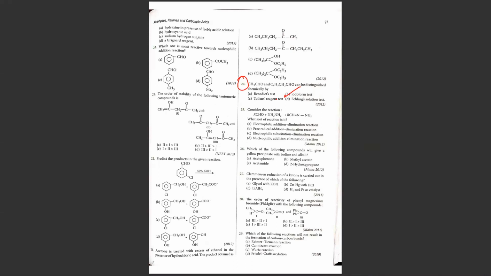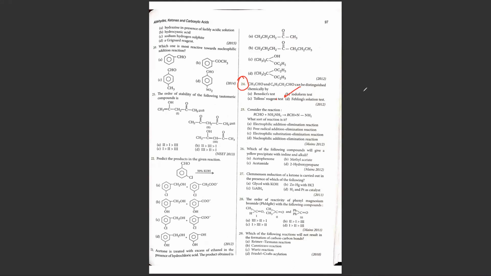Next question, consider the reaction: acetaldehyde plus phenylhydrazine. When you react it with phenylhydrazine, it gives you CH double bond N NH2. So what sort of reaction is this? Electrophilic addition elimination reaction, free radical addition elimination reaction, electrophilic substitution elimination reaction, or nucleophilic addition elimination reaction.